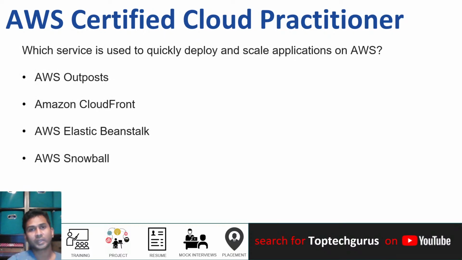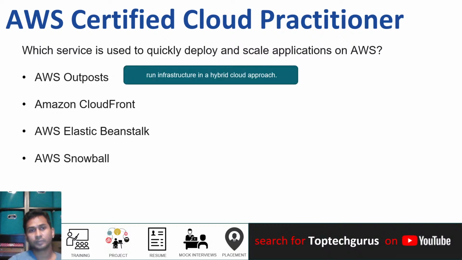Which service is used to quickly deploy and scale applications on AWS? Outposts, Cloudfront, Elastic Beanstalk, and Snowball. Let's look at the options one by one. Outposts help you run infrastructure in a hybrid cloud approach. So if you have on-prem and cloud, and you want to run a hybrid cloud approach, then you use Outposts. Cloudfront, we have seen this multiple times: edge locations, content delivery.